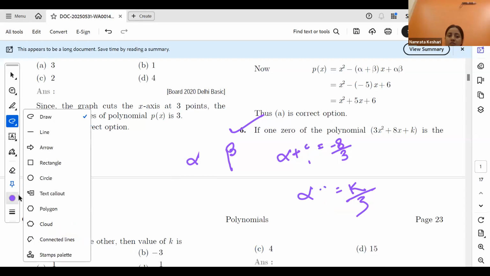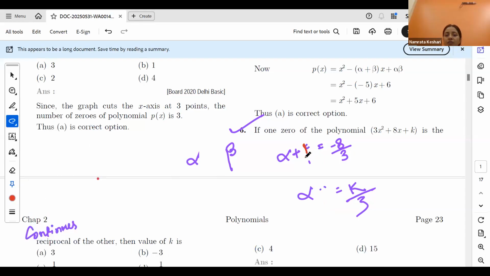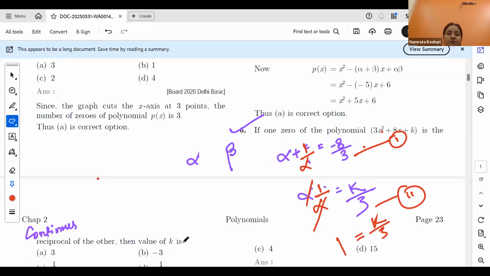Reciprocal means just 1 by alpha. And the same relations you will write, that means sum of the zeros, product of the zeros. Getting it? From here, you will try finding k, maybe from the first equation, maybe from the second equation. You will find that in the second one alpha and 1 by alpha are gone, and you are getting just k by 3 equals 1, so k is 3.